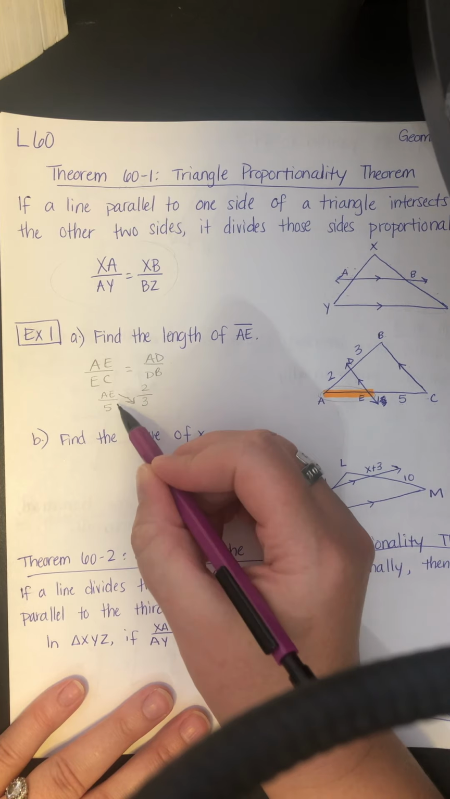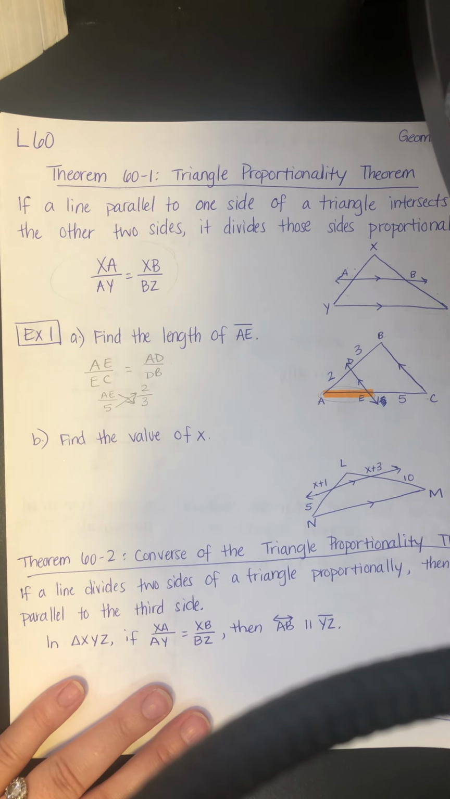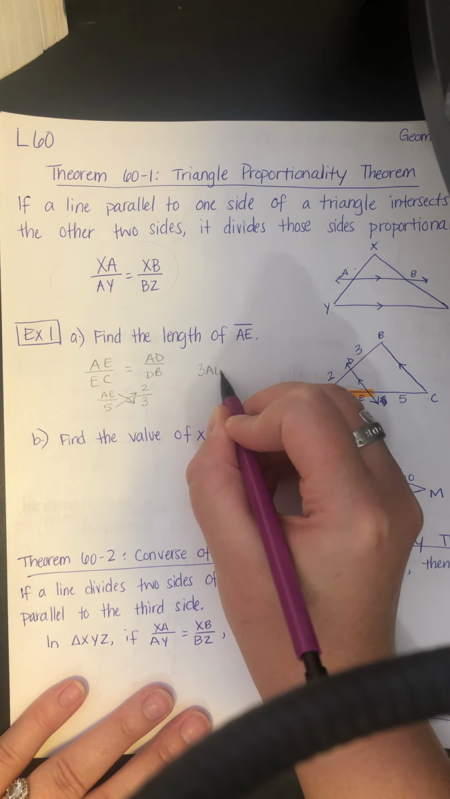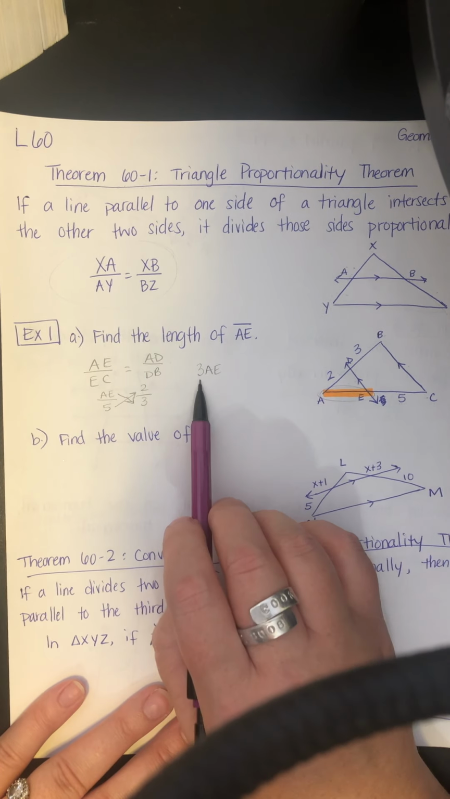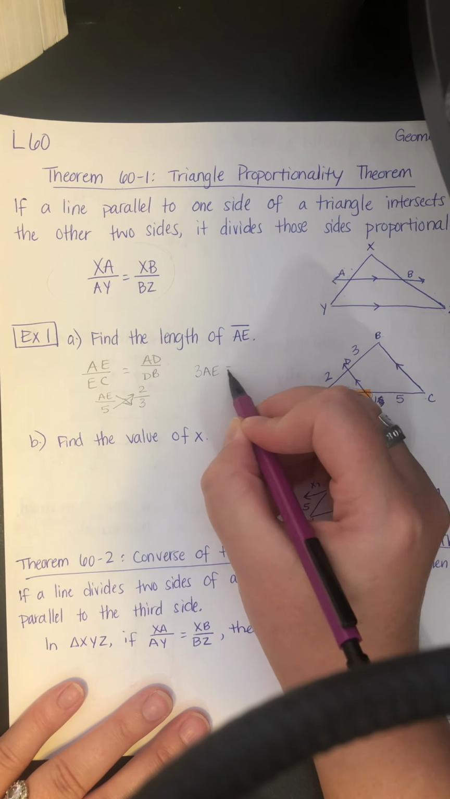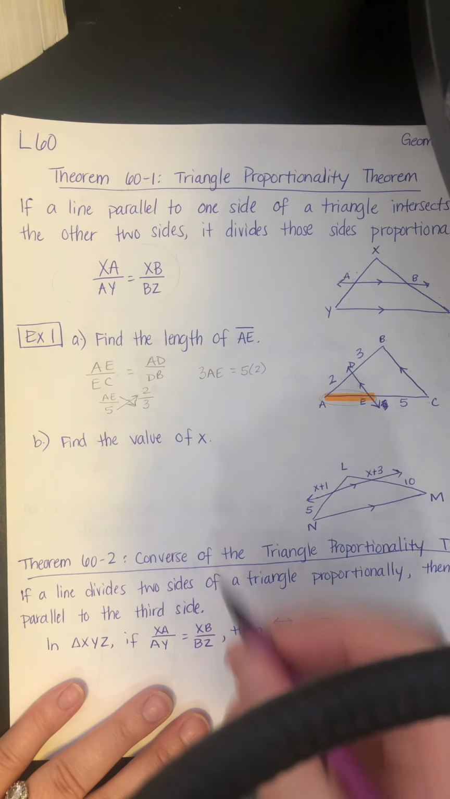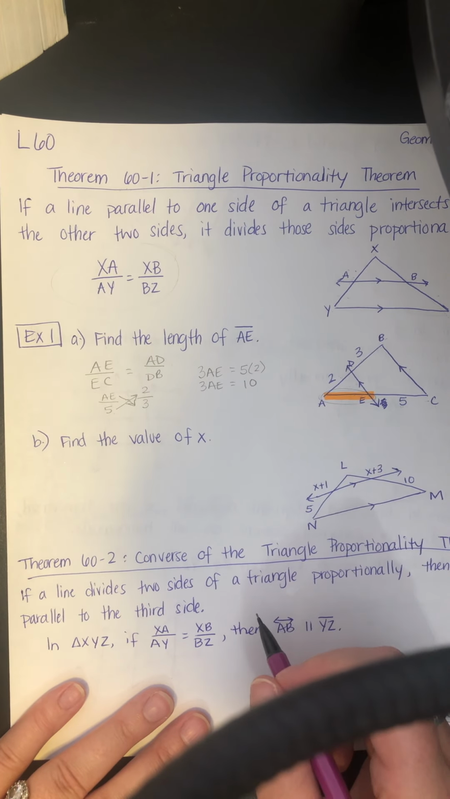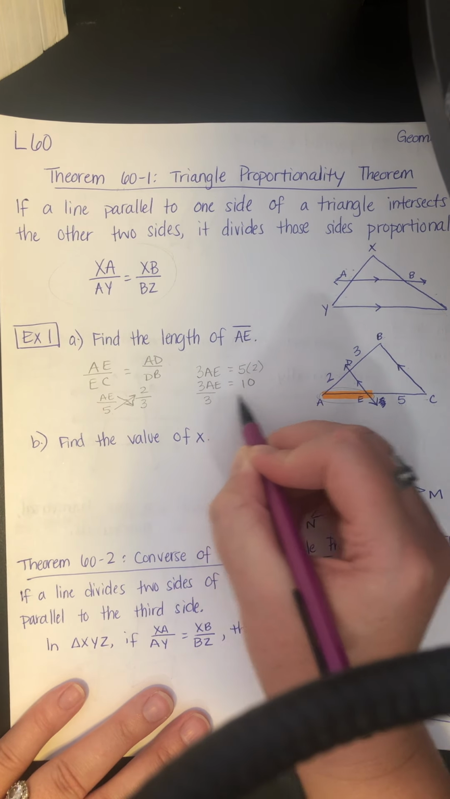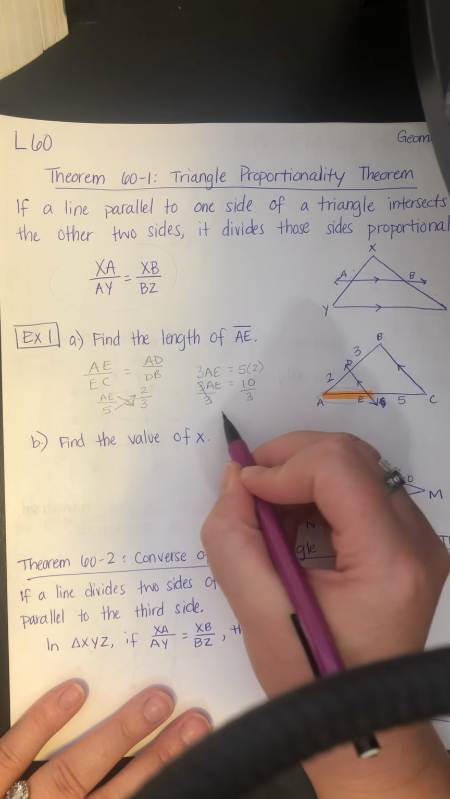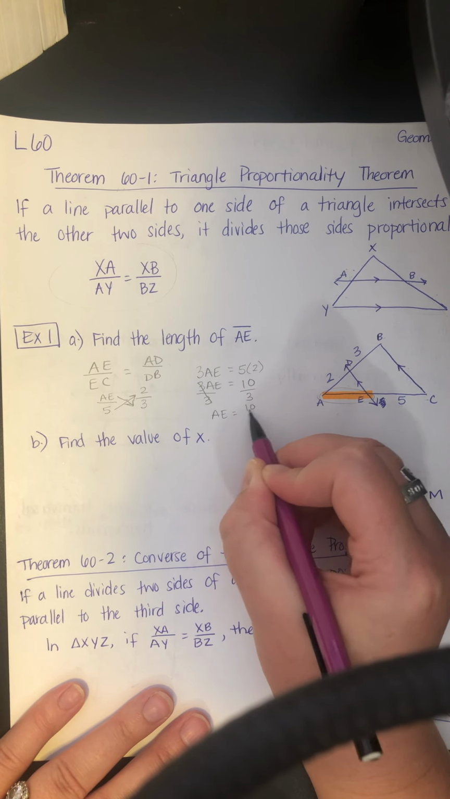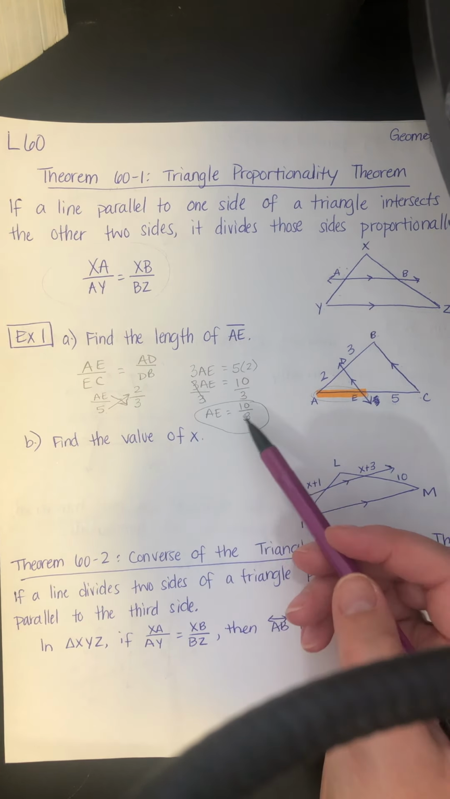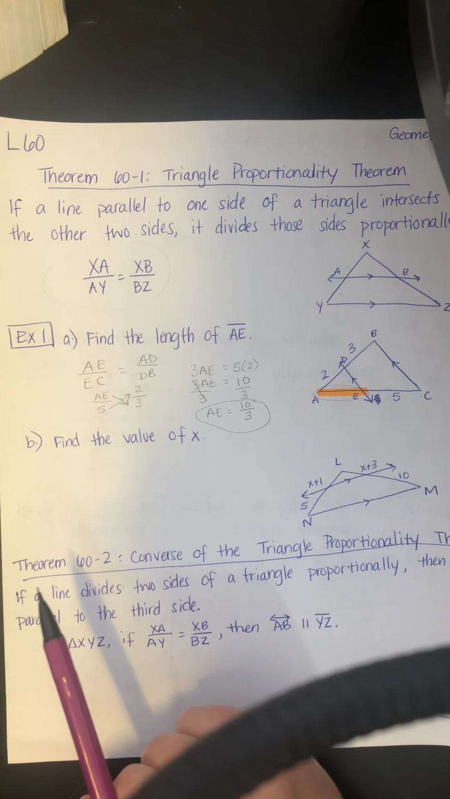So AE times 3 and 5 times 2. That's cross multiplication. AE times 3, you're going to have 3AE. You always write your coefficient first. And then 5 times 2, which in this case is 10. So we have 3 times AE, or 3AE equals 10. To solve for this side, you divide both sides by 3. Cancel the 3's, so the length of AE is 10 over 3. You can reduce that more, but leaving it as an improper fraction is perfect. You don't need to go any further.